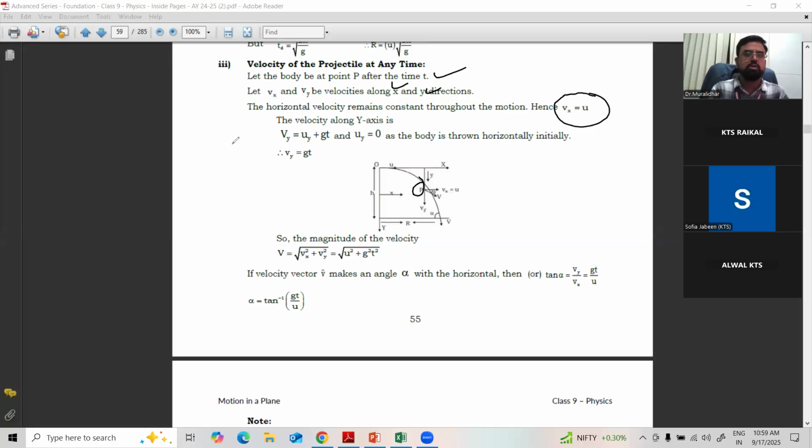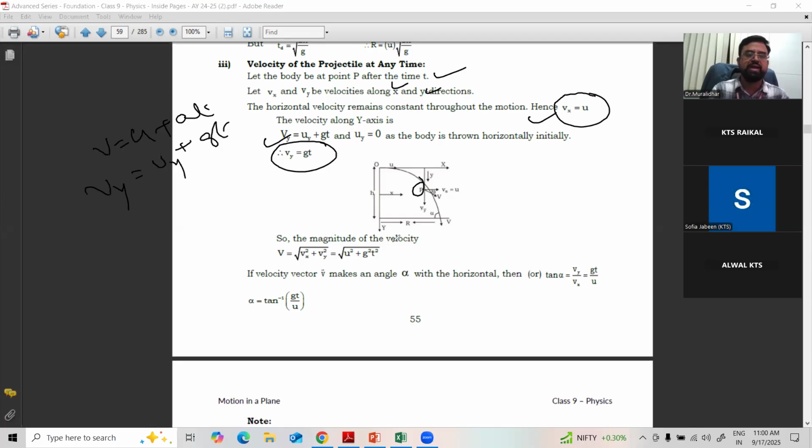Now what do we do for the velocity along the y-axis? We use v is equal to u plus at, the first equation of motion. What is u here? It is uy. And at is nothing but g into t, so gt. Horizontal velocity Vx is equal to u. For the vertical, uy is equal to 0, because the initial vertical velocity is not there, as the body is thrown horizontally. So Vy is equal to gt. Velocity is equal to acceleration into time.